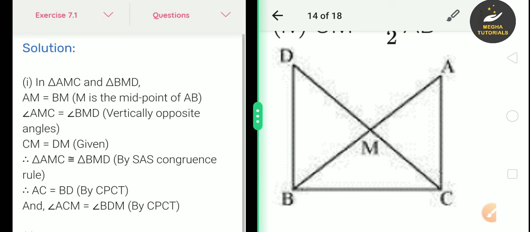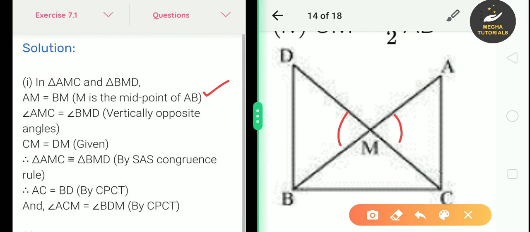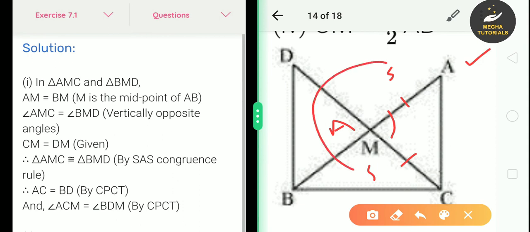So first, in triangle AMC and triangle BMD, it is given that AM is equal to BM because M is the midpoint of AB. Then angle AMC is equal to angle BMD because vertically opposite angles are always equal. Then CM is equal to DM, it is also given. So select any one triangle. Let's select triangle AMC. So AM, then angle AMC and side CM. So by side, angle, side, triangle AMC is congruent with triangle BMD by SAS congruency test.